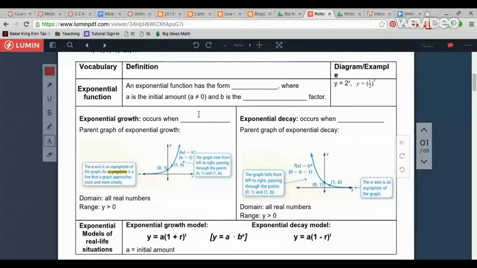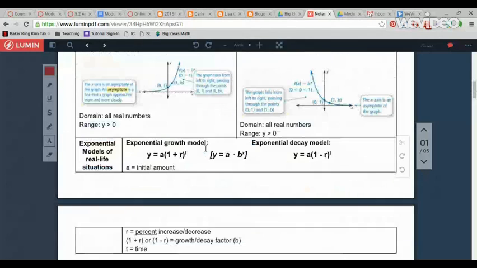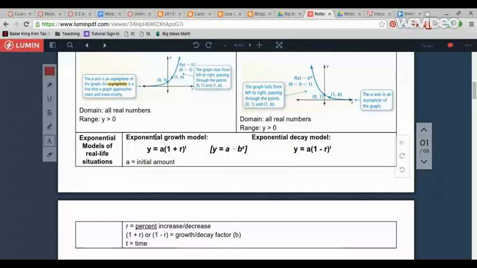Exponential functions are useful in real-life examples. For example, population growth could grow exponentially. Money also grows exponentially. And in fact, this exponential growth model, which says y equals a times (1 plus r) to the t power, is a model of the exponential function.